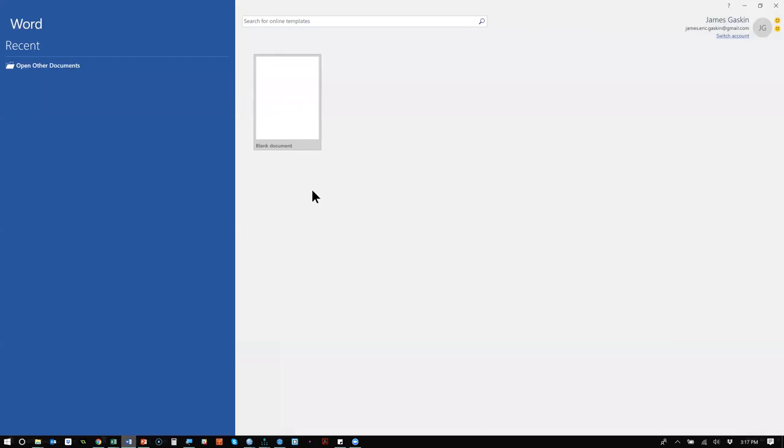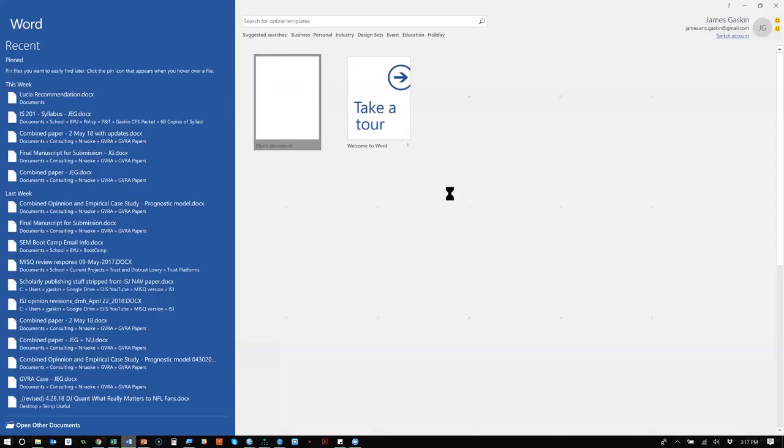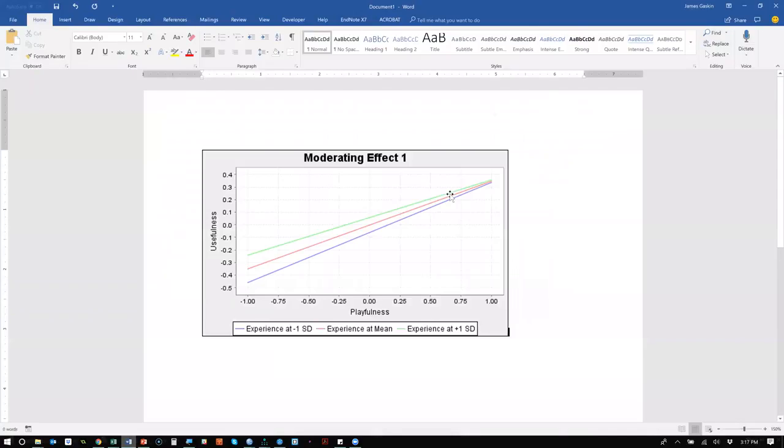It's got ugly formatting in SmartPLS, but if you take it to Word, it formats just fine. Paste this in here. There you go. So the green is high experience, the blue is low experience, the red is middle experience, and it looks like experience dampens the positive relationship between playfulness and usefulness. So playfulness affects usefulness less strongly the more experience you have with Excel.